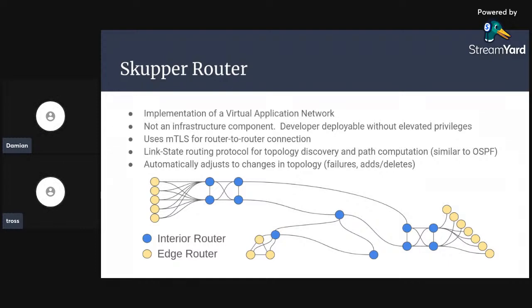The routers talk to each other using a mutual TLS secure channel. The routers use a link state routing protocol to discover the topology and to compute the shortest path across the network, so it figures out what the network is.